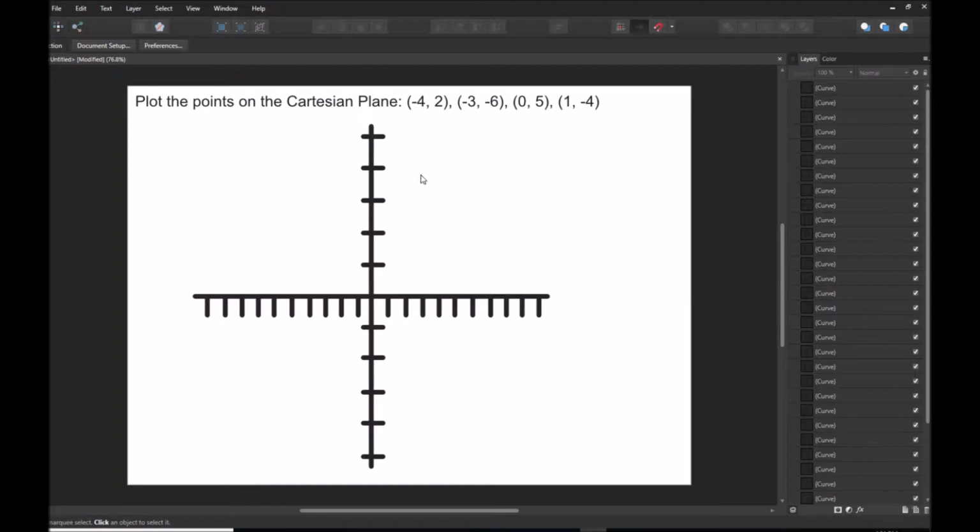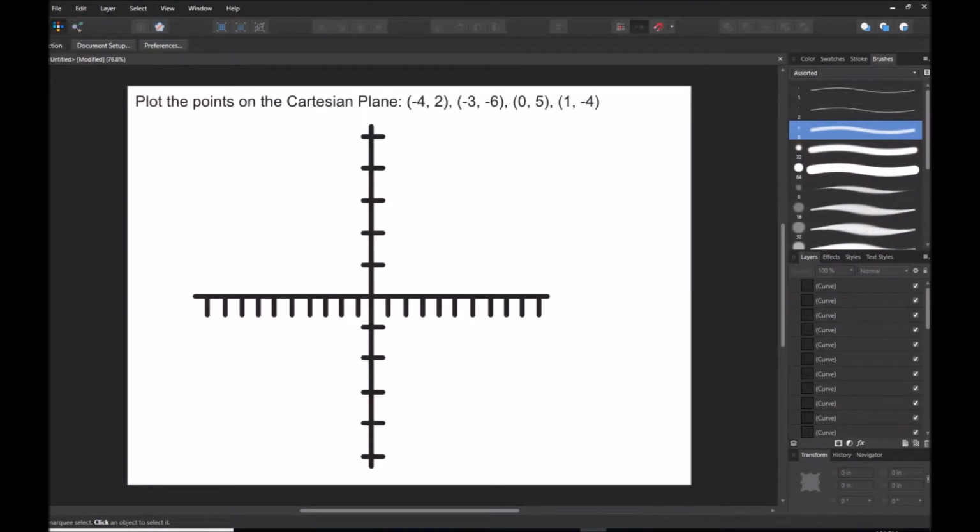So our first point, for example, is -4, 2. So if we go here, we count this. The first number is always going to be on the x-axis, which runs horizontally, and the second number in the ordered pair is going to be on the y-axis, which runs vertically. So we count 4 spaces backwards because it's -4, and this center point is the origin, meaning it's 0, 0.